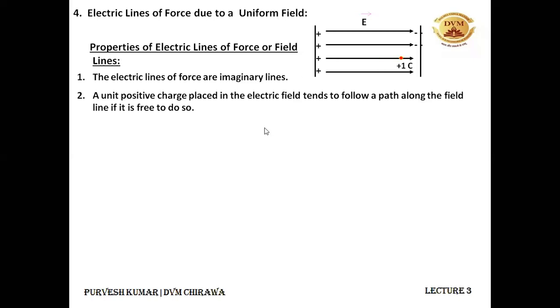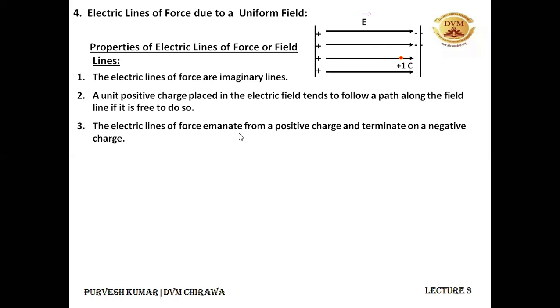The third property says that the electric field lines will come out from the positive charge and they will terminate onto a negative charge. So they will always emanate out from a positive charge and they will terminate on a negative charge. That we have seen in the case of an electric dipole. The electric field lines are coming out from the positive charge and they are going towards the negative charge.